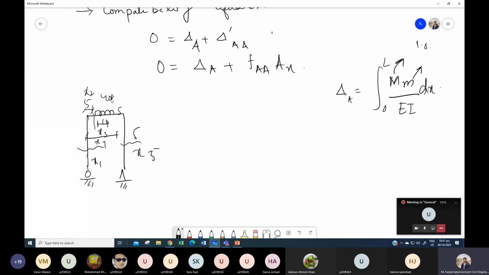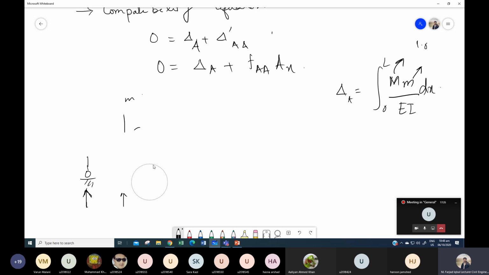So for this frame, what will be this reaction? What will be this particular reaction? Now this is a determinate beam. Try it again.